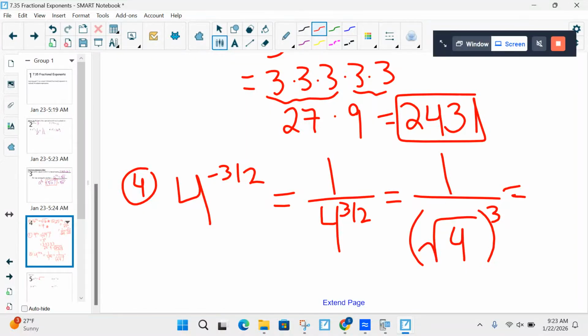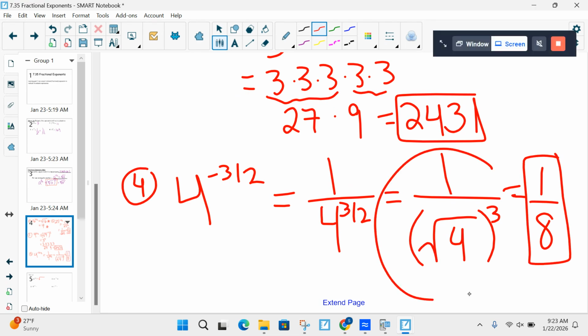Okay, and then we're going to simplify it. So the square root of 4 is what? We have to do order of operations. 2. And then 2 to the 3rd power. 6. No, 8. So the answer is 1/8.